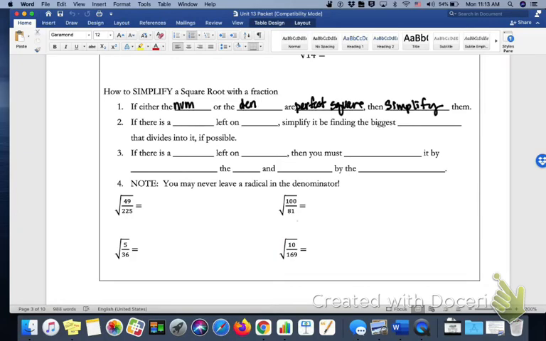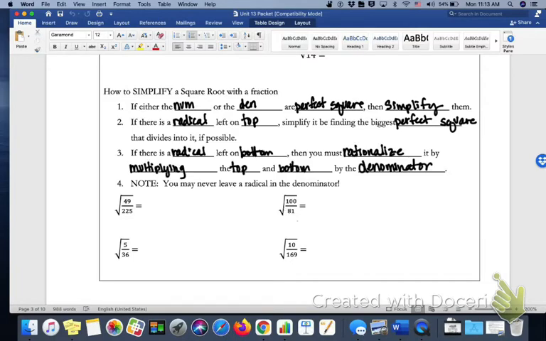Now, how do we simplify a square root with a fraction? If either the numerator or the denominator is a perfect square, then you're going to simplify it. If there is a radical on the top, simplify it and find the biggest perfect square that divides into it, if possible. If there is a radical in the denominator, or the bottom, then you must rationalize it, which is what it is called. We're going to do that by multiplying the top and the bottom by whatever the denominator is. So let's take a look at some of these examples.